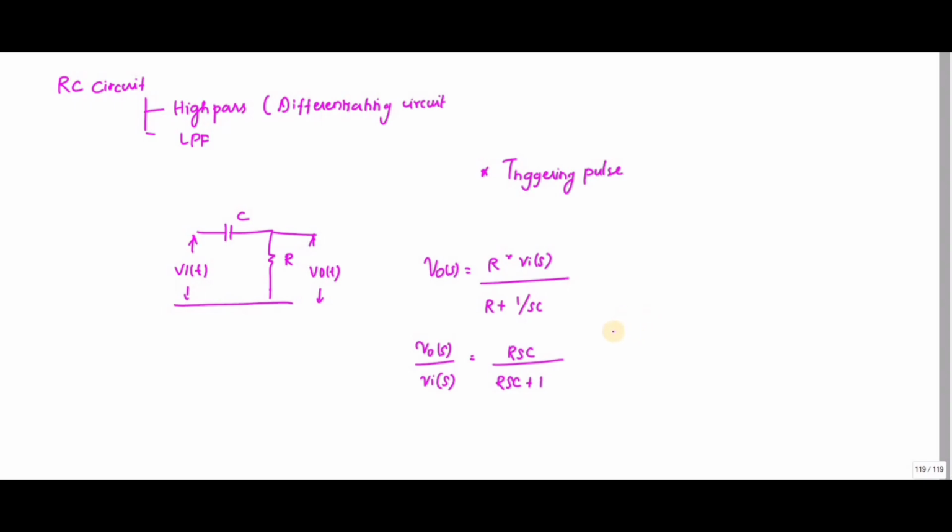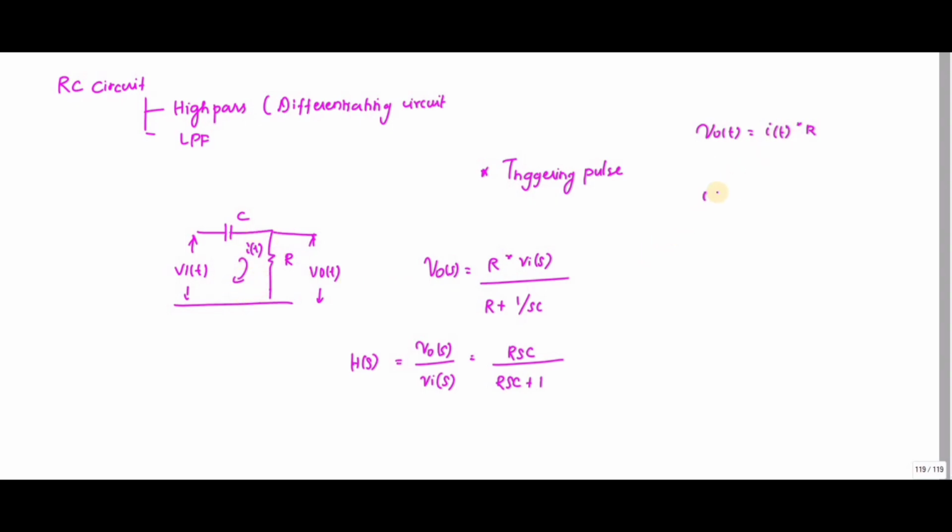Okay, so if I substitute V naught of t divided by VA of S, I can write it as H of S. So the transfer function is output divided by input, right? In other words, I can write V naught of t is equal to I of t into R. I of t is the current that is flowing in the circuit.